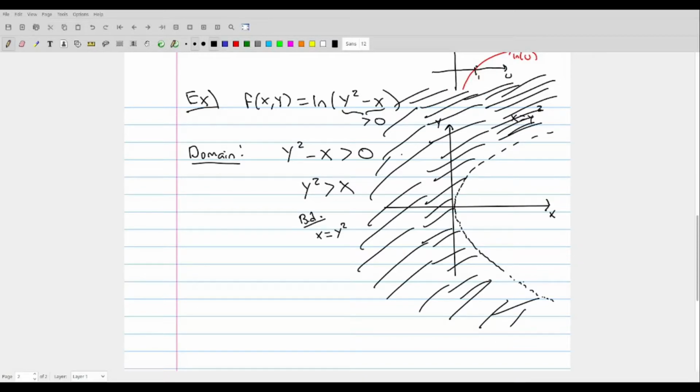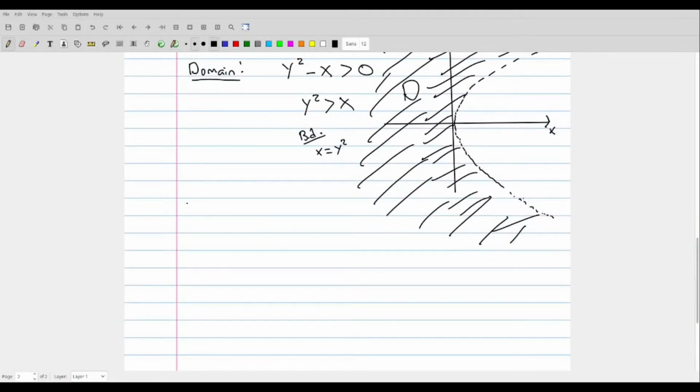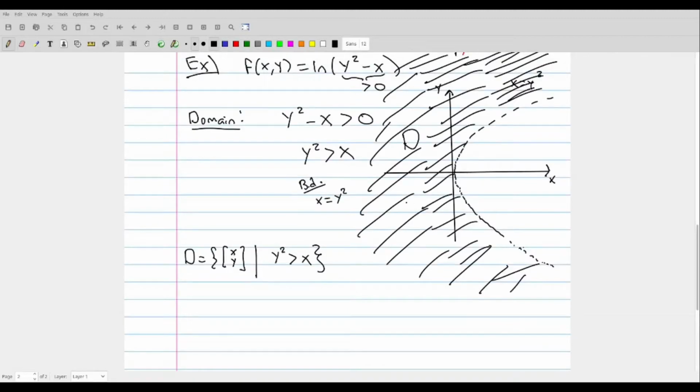Right, and it turns out that this is the domain of the function. It's the correct domain of the function. Now we can write this mathematically by saying that D is equal to the set of vector points (x, y) such that y squared is greater than x, or x is less than y squared. This is a nice simplified way of writing this mathematically, but it's nice to also draw a picture so you can see this.